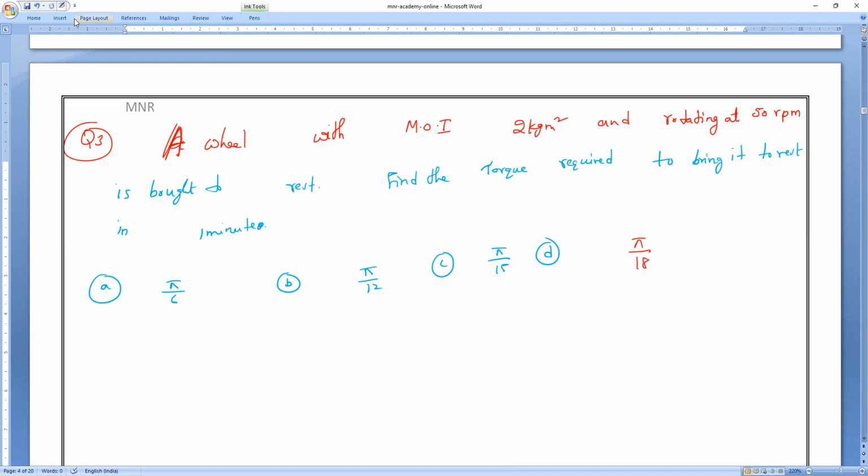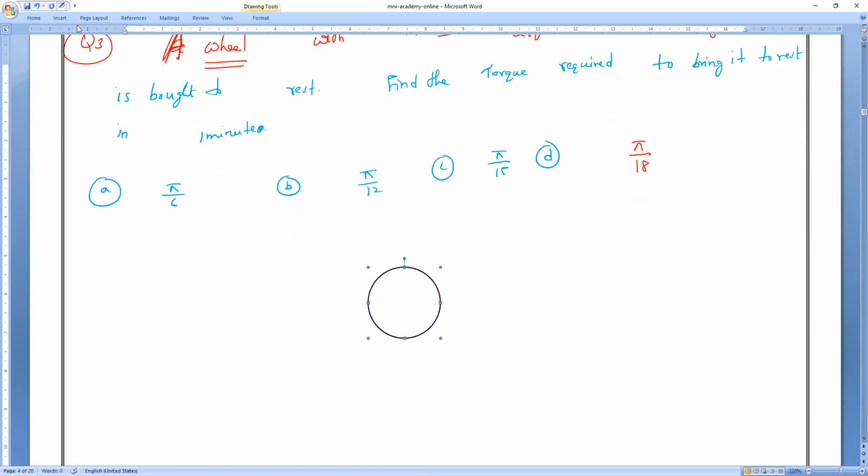So what else can you do? Imagine a wheel. What is the shape of the wheel, everybody? Circle, sir. So the wheel is in circular shape. Now this wheel is making how many rotations per minute? All of you. And what is the moment of inertia of this one? Pradosh? 2 kilogram meter square.